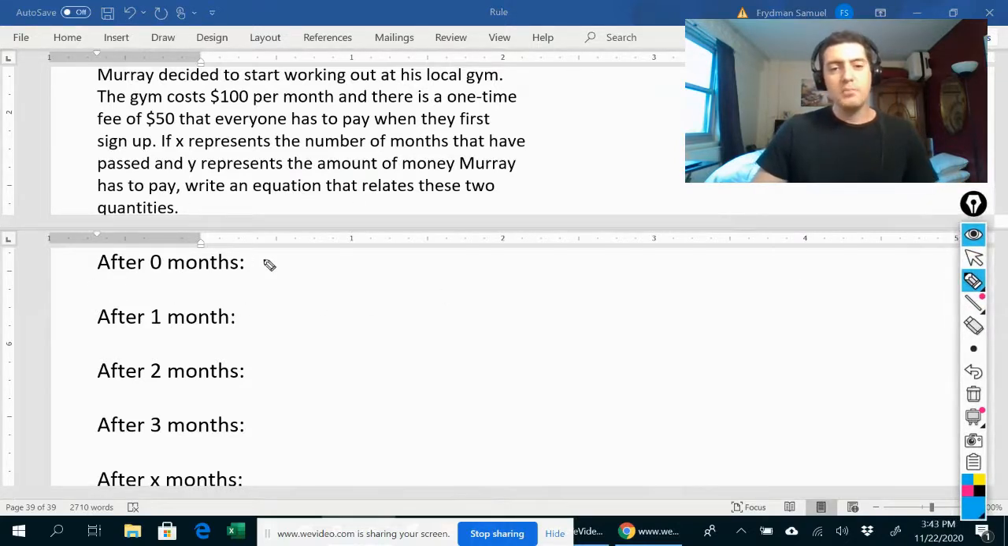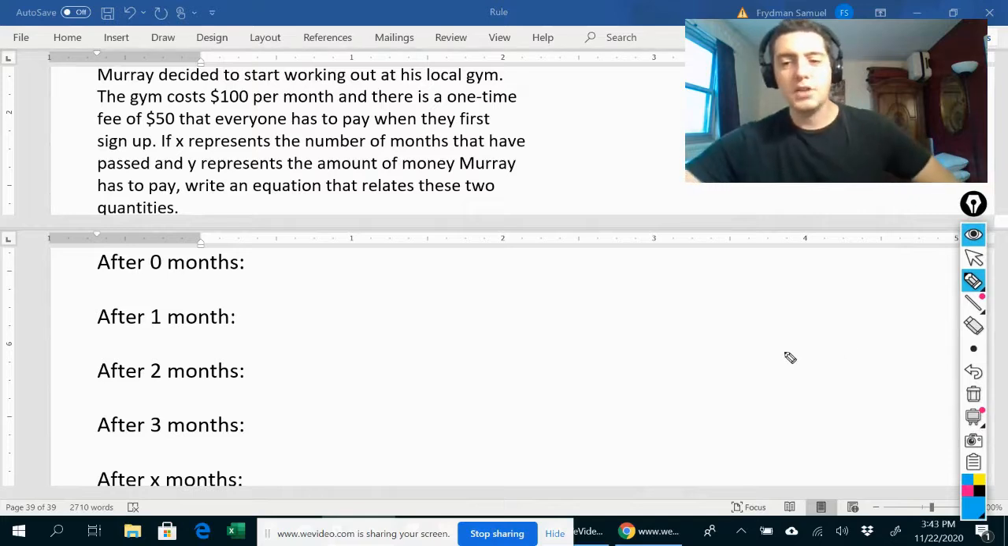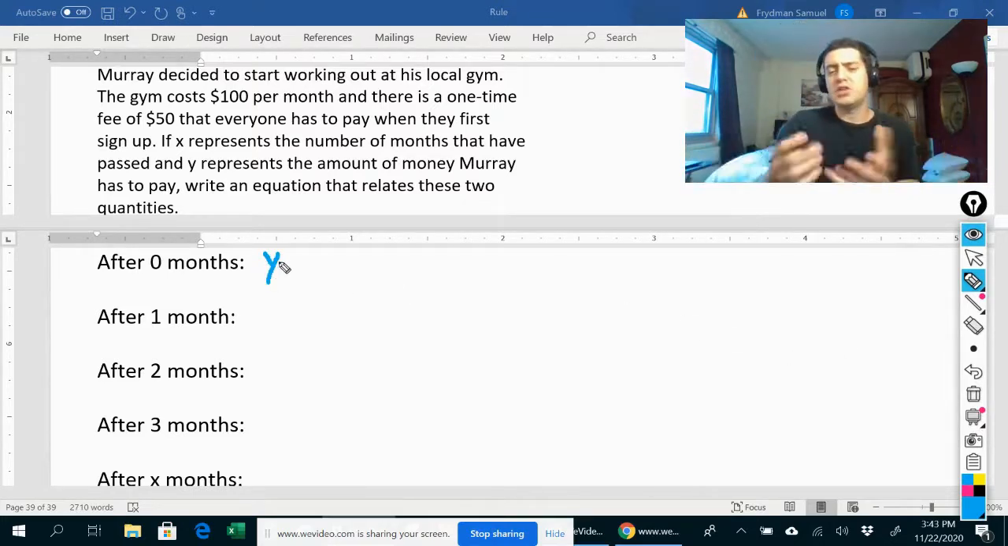So after 0 months go by, then how much money does Murray have to pay? You might think, well, 0 months went by, he shouldn't have to pay anything.